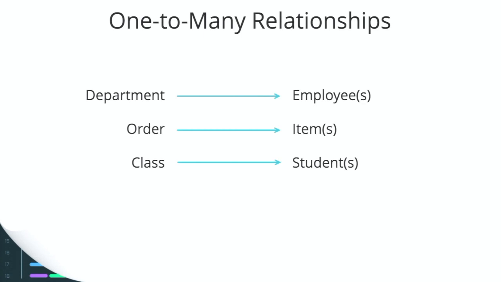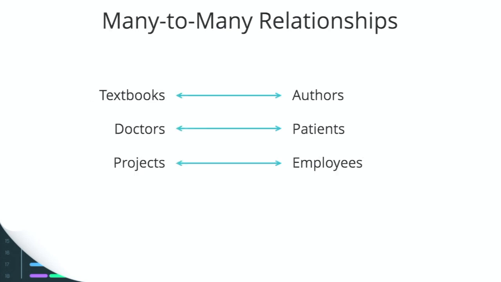And finally, another example, maybe related to Karen's cooking class, one class could have multiple students in it, right? And then finally, there are many-to-many relationships. These relationships tend not to occur as frequently, but they do exist. So imagine an academic textbook. It usually has multiple authors.